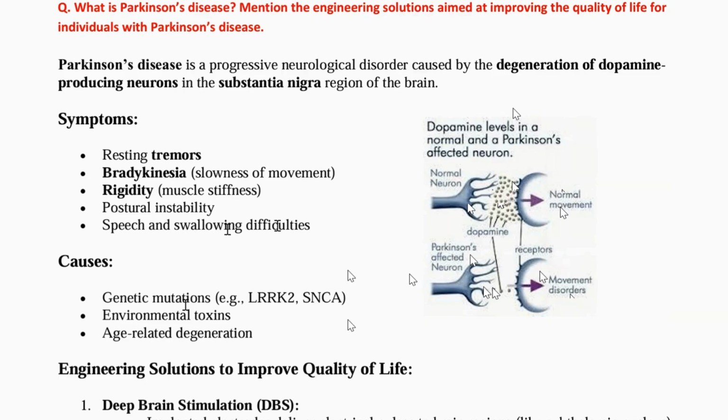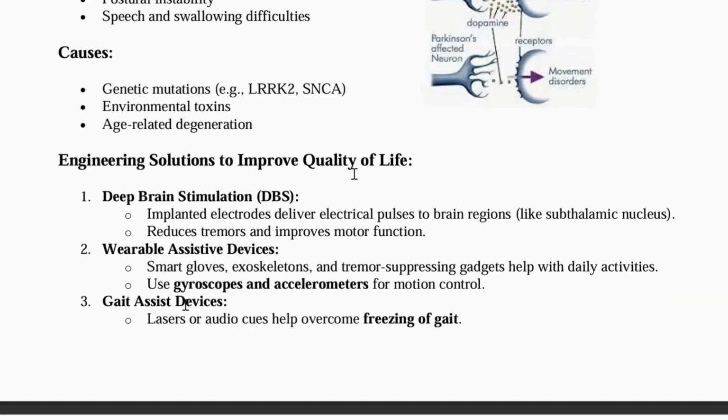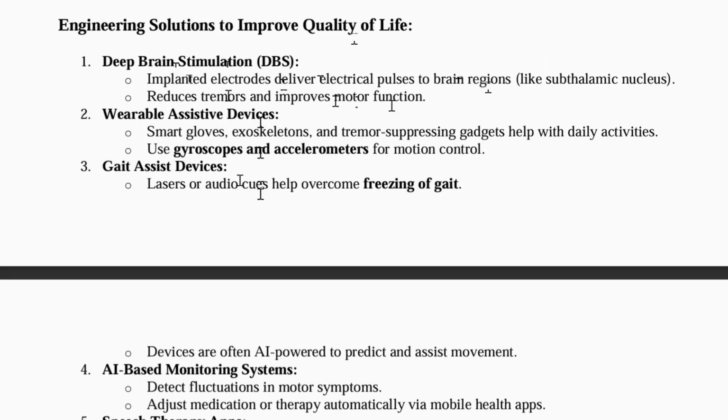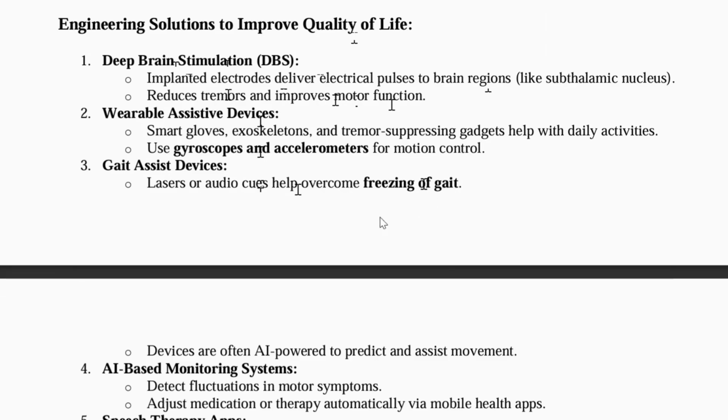or age-related degeneration. Coming to the engineering solutions, firstly they have designed deep brain stimulation. Here we implant electrodes that deliver electrical pulses to the brain. This reduces the tremors and improves motor function. Next, wearable assistive devices, like smart gloves, exoskeletons, and tremor-suppressing gadgets that help with daily activity, using gyroscopes and accelerometers for motion control. Now we have gait assistive devices like lasers or audio cues that help to overcome freezing of gait.